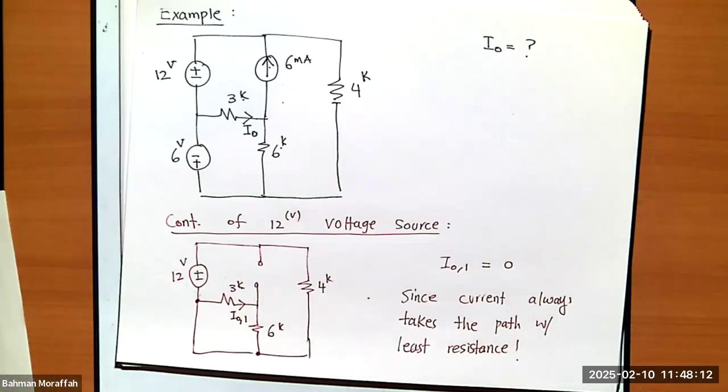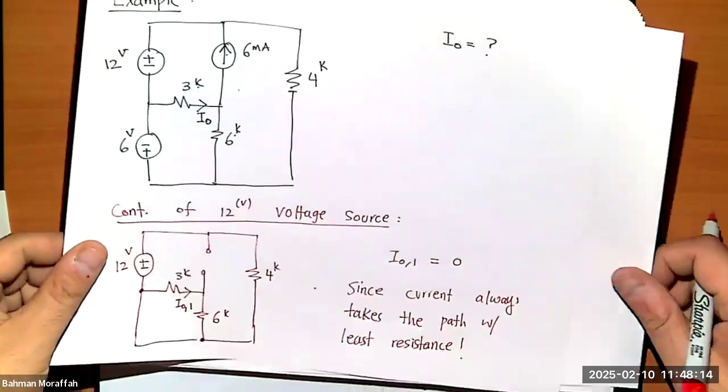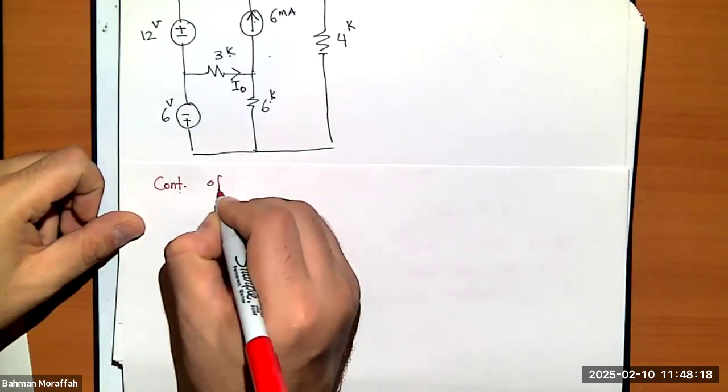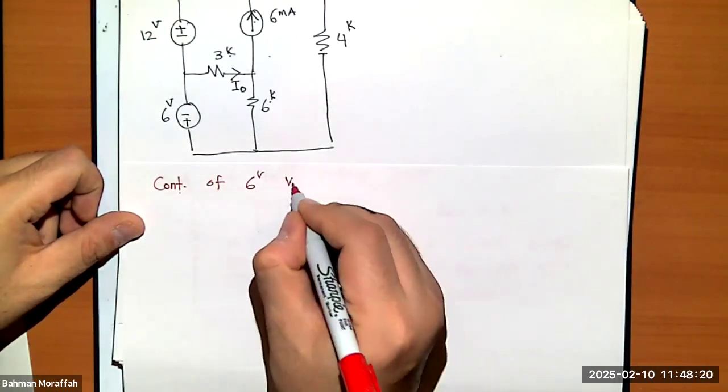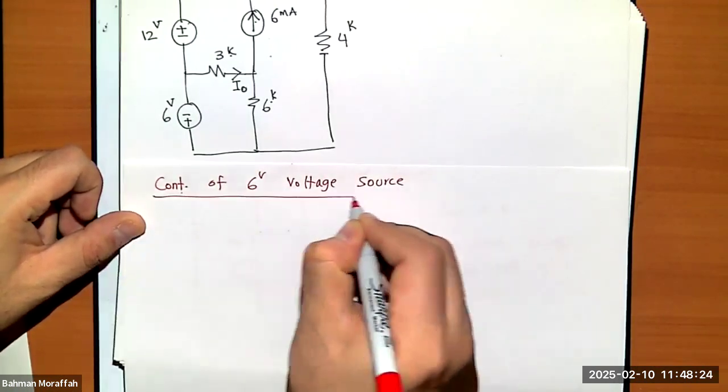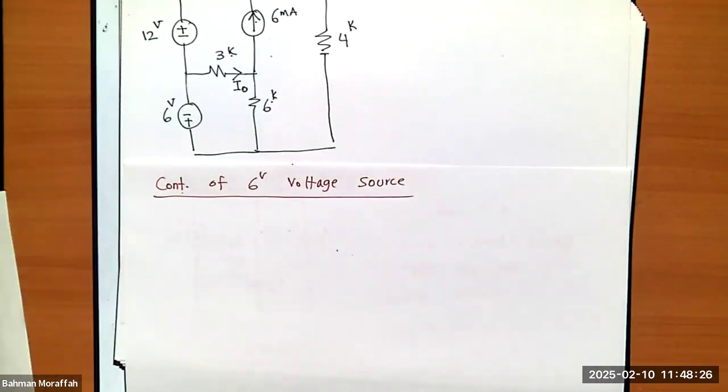How about the contribution of 6 volts? So let's find the contribution of the 6 volts voltage source. What do we need to do? We need to keep that 6 volts and zero out the rest of them. If I have a voltage source, when I'm talking about zeroing it out, it means I have to replace it by a wire. If I have a current source, it means I have to open it. So my circuit will look like this.